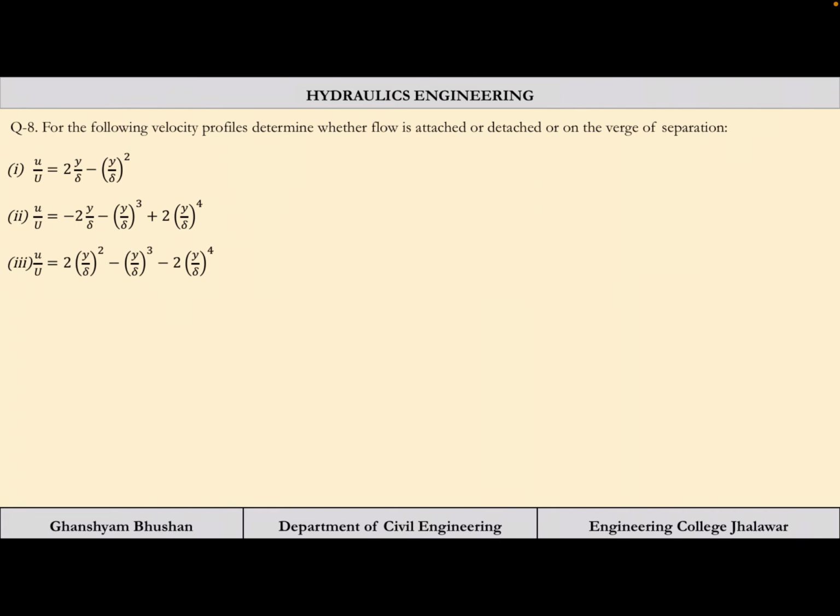For the following velocity profiles, determine whether the flow is attached, detached or on the verge of separation. So we have to check these three velocity distributions to see whether the flow is attached to the boundary, has already detached, or is on the verge of separation. So how are we going to do that?